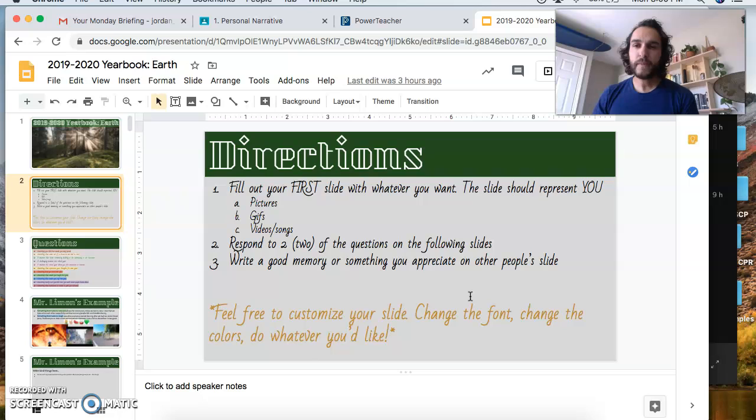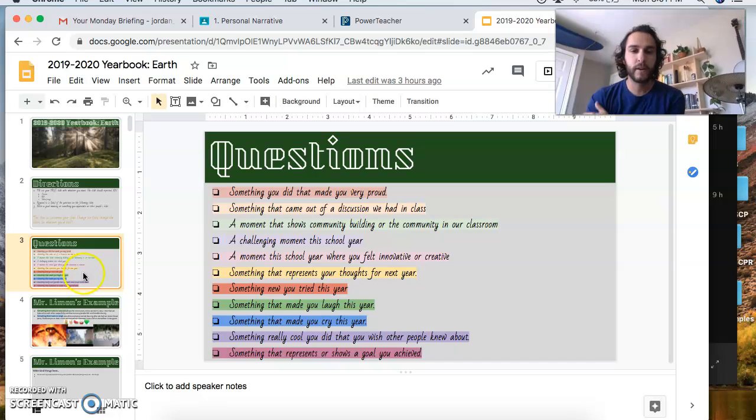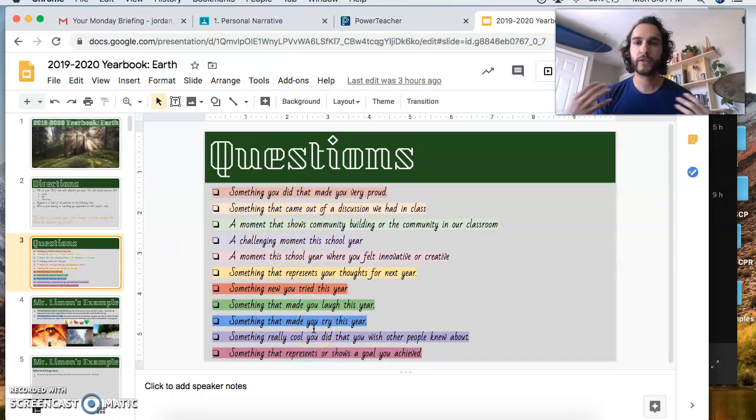Step two, you need to respond to two of the questions on the following slide, okay? The next slide that we will do has the questions. I'm asking you to respond to two of those. And three, write a good memory or something you appreciate on other people's slides. I know I just said not to write on other people's slides, but you'll see how I plan this, okay? So, number two, I talked about those questions that you need to answer. There's a lot here. Just answer two of them, okay? Whichever two you want to answer, go ahead, in complete sentences on your slide.